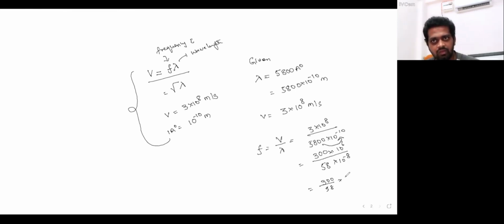So you will have 10 to the power of, in the numerator you will have 6. This minus 8 will become plus 8. So 300 divided by 58 into 10 to the power of 14. After solving, you will get 3000 divided by 58. Sorry, 300 divided by 58. The value it will be 5.17 into 10 to the power of 14 second inverse or hertz.